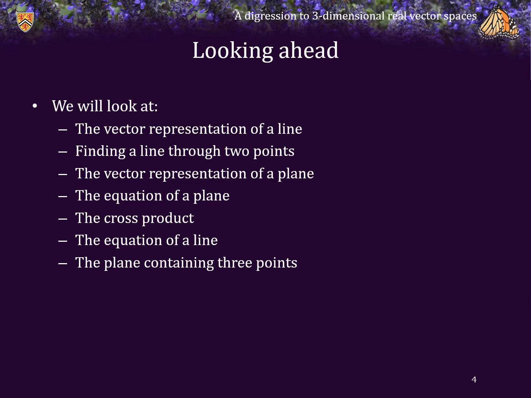In this topic, we're going to be looking at the vector representation of a line. We'll then look at a line passing through 2 points, the vector representation of a plane, the equation of a plane, what you saw in secondary school, the cross product, something that's completely inapplicable to any other dimension, the equation of a line, and the plane containing 3 points.